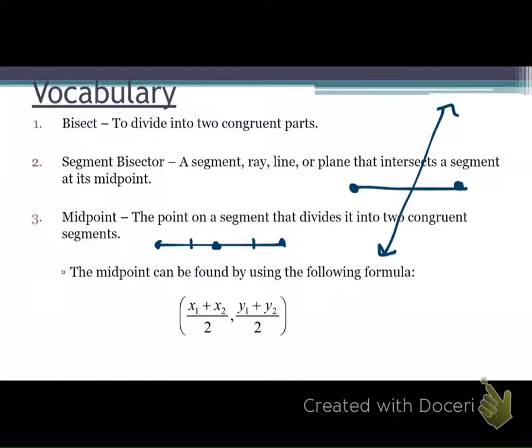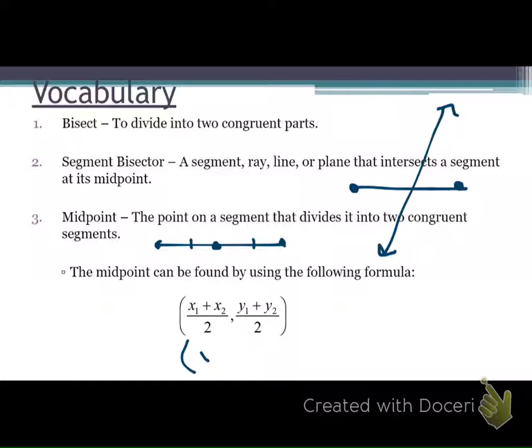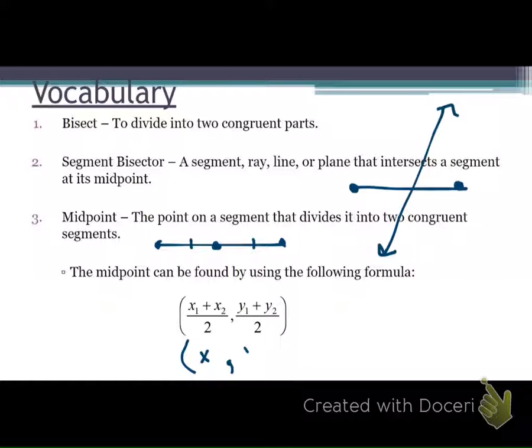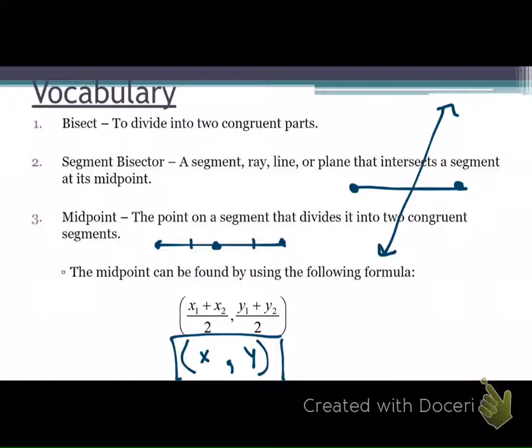And then the midpoint can be found by using the following formula. x1 plus x2 divided by 2 will give you the x. And for the y, you're going to do y1 plus y2 divided by 2, which will give you the y. So your answer will always look like a coordinate.